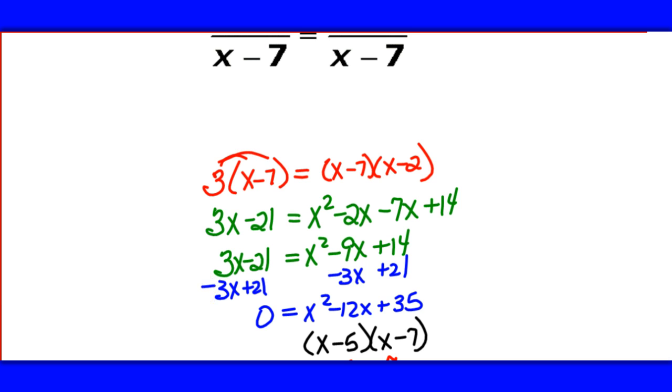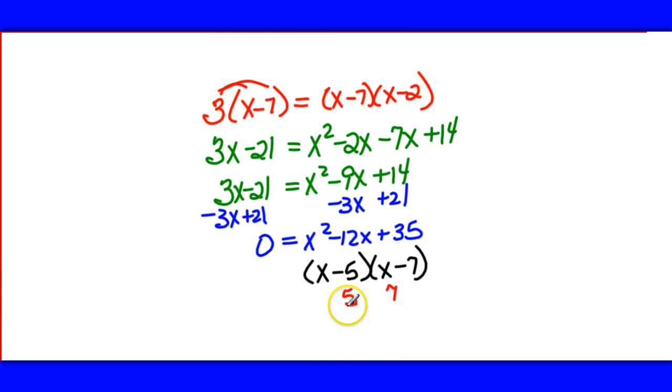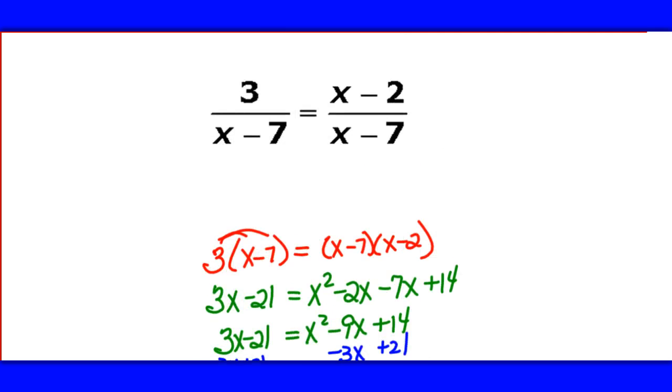Set it equal to 0, and I factored it. So my possible solutions are 5 and 7. Again, I'm going to zip up here really quickly. I'm going to put a 5 in here for each one of these. That's going to give me 3 over negative 2 is equal to 3 over negative 2.